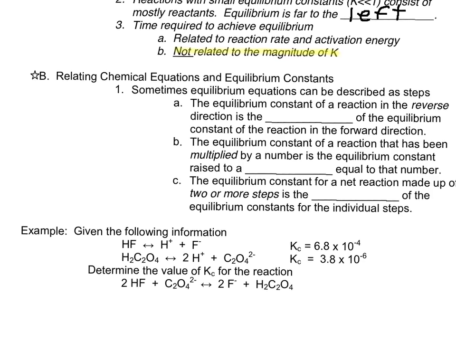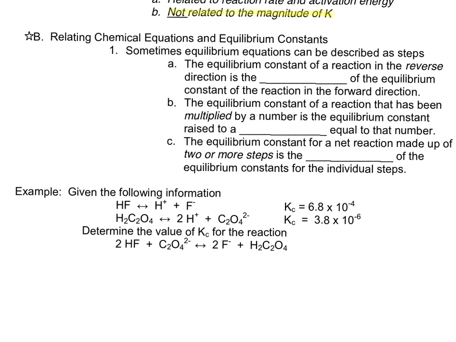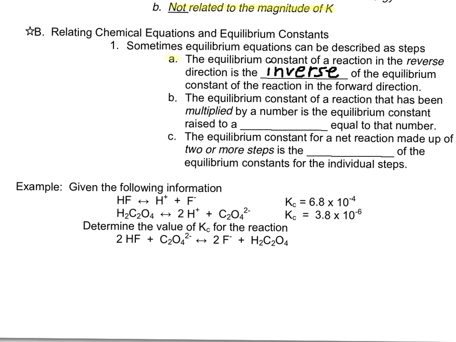Other things we can do with equilibrium constants is manipulate equilibrium equations to find other equilibrium constants. This is going to be very similar to Hess's law with a few key differences. The first one we've already seen: the equilibrium constant of an equation in the reverse direction is the inverse of the equilibrium constant in the forward direction. Remember, in Hess's law, if you flipped a reaction, you made the value of delta H negative. In equilibrium constants, if you flip a reaction, then you take the inverse of K.